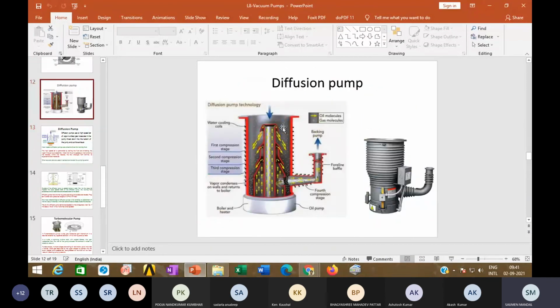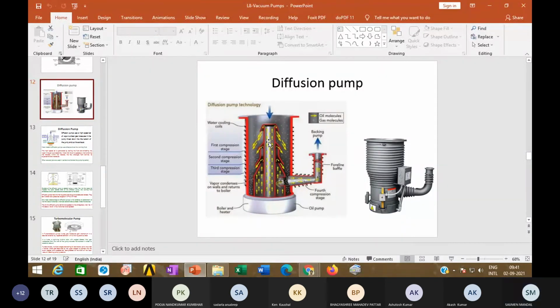Once again I am explaining how the diffusion pump operates. You have diffusion oil, and you need to boil it so it evaporates. Then, due to the cooling action, it condenses, and while condensing it takes the gas molecules with it, and then it goes to the exhaust side and comes out. This evaporation and condensation happens several times for the diffusion pump oil.